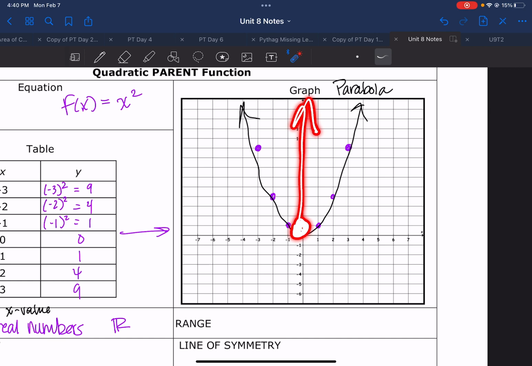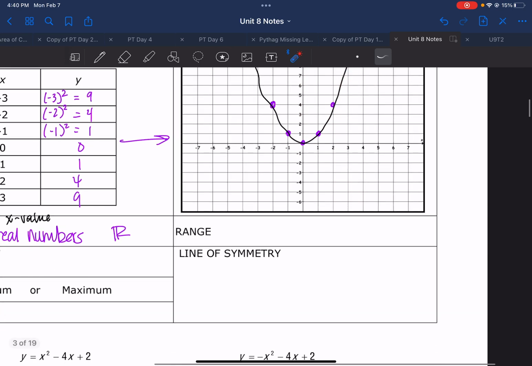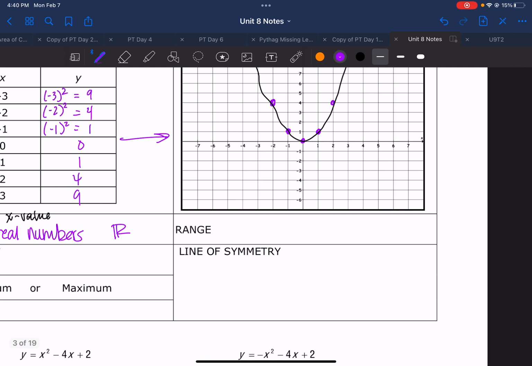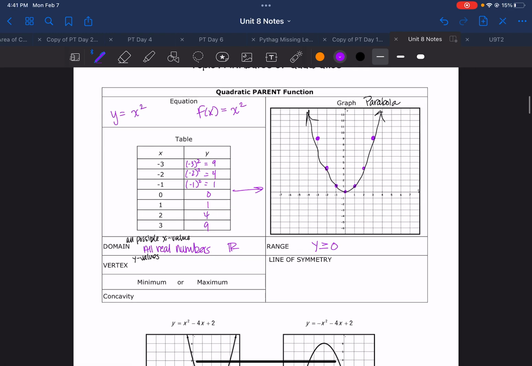What is this y value? This is 0, and it goes all the way up to +infinity, right? So 0 to +infinity. So that's how we would write that. This is what we're writing as a compound inequality, or let's just write it like this: all my y values must be greater than or equal to 0. Greater than or equal to 0. Okay, so that's how our range is greater than or equal to 0.